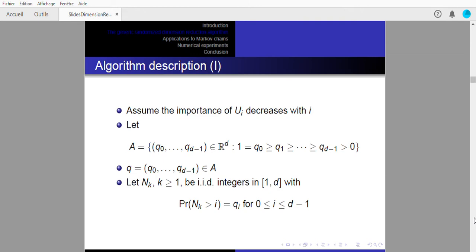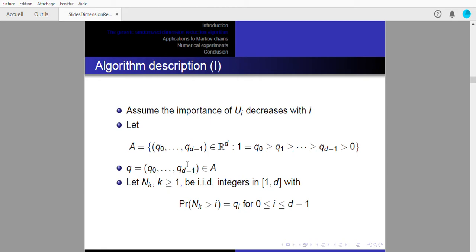So let me now describe the algorithm in more detail. Let us assume that the importance of ui decreases with i. This means that u1 is typically more important than u2, which is typically more important than u3, and so forth. Let us define the set A of d-dimensional vectors q0 up to q_{d-1}, such that q0 is equal to 1 and q is a decreasing sequence.